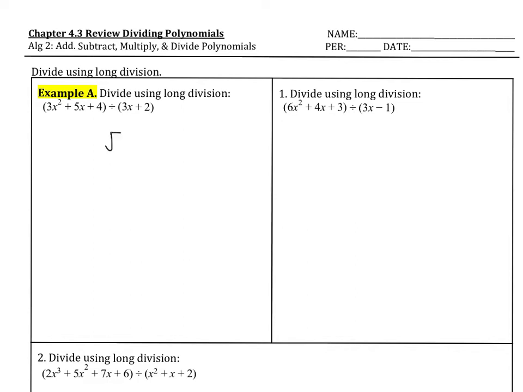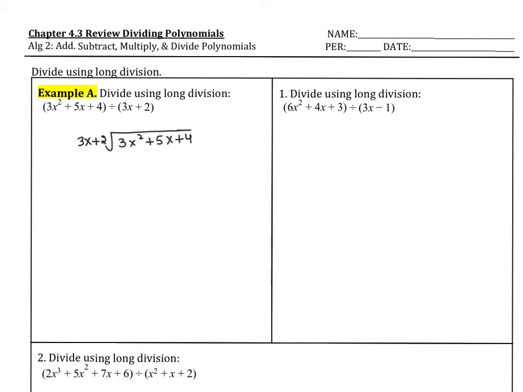So we are going to write the dividend, that is 3x squared plus 5x plus 4, inside this symbol, and we are going to write the 3x plus 2 outside. Now we are going to see what we can multiply with this binomial to give us 3x squared. To get 3x squared, we are going to multiply this by x.